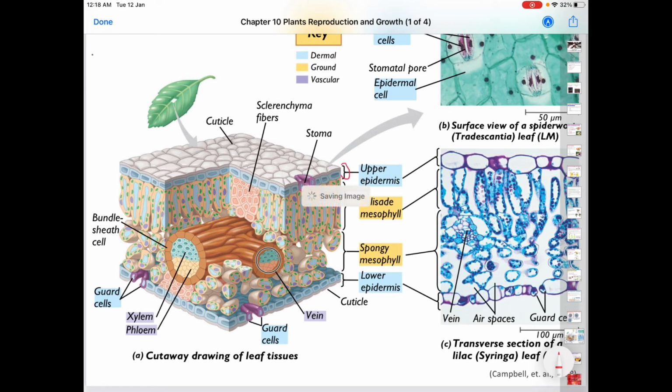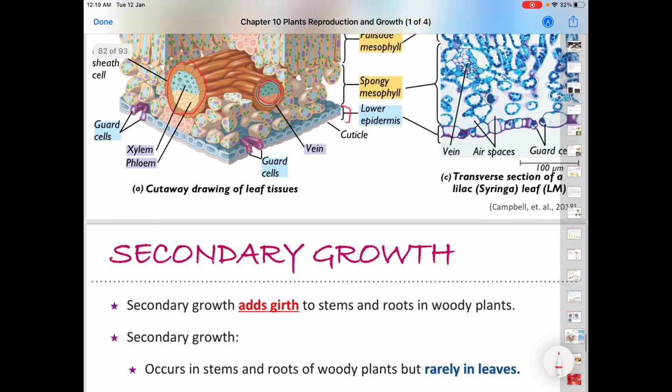So this is the upper epidermis, this is the lower epidermis. In between them is the ground tissue, which consists of the sclerenchyma, parenchyma, and also the collenchyma cells. We also have palisade mesophyll, spongy mesophyll, veins, and the guard cells, which control the stomata opening, and xylem and phloem, which are the vascular tissue. All of these ground tissue and vascular tissue can be found in between the epidermis.